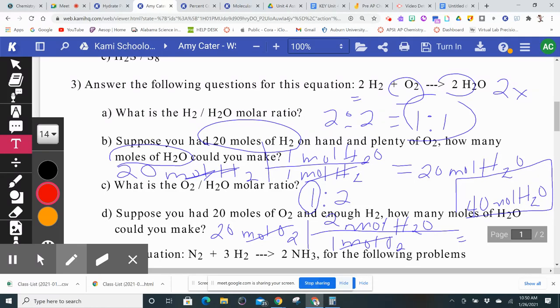So molecules, atoms, do the same thing. Don't let those words make you think there's something different. There's not. It's the same thing.